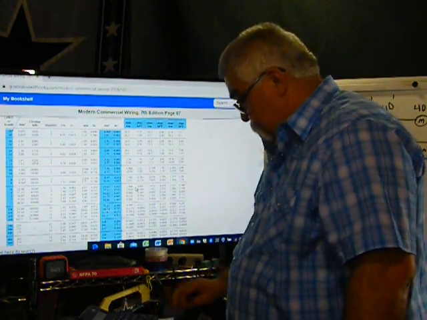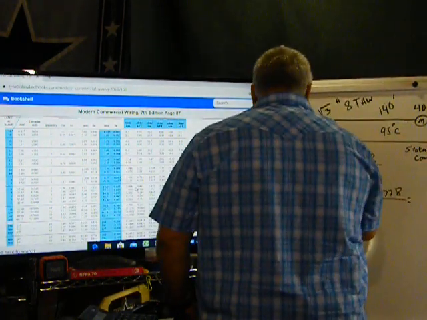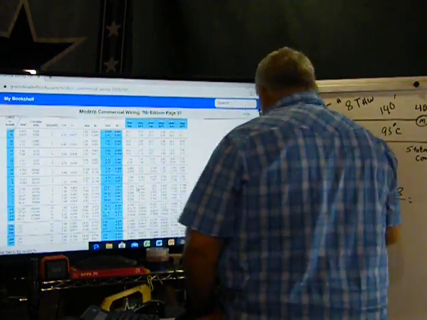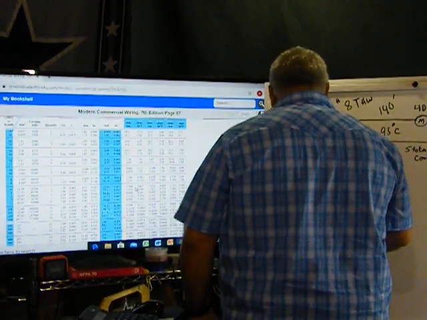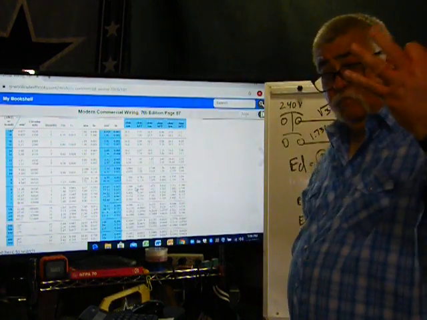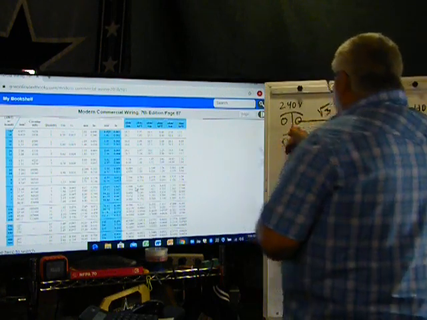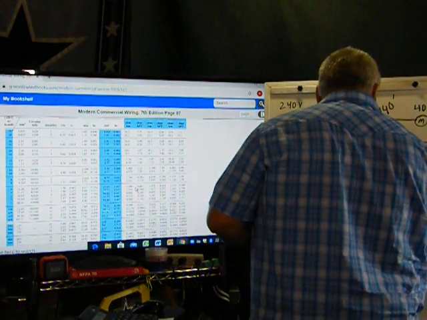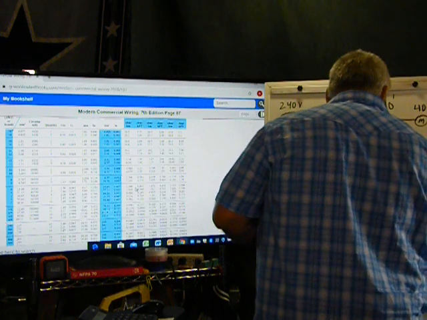ED equals 8.736. Well, what is my allowable voltage drop? 3%. Remember, 3% from the last overcurrent protection device to the thing. So from the last overcurrent protection device to where you're going, 3%. 240 times 3% equals 7.2.